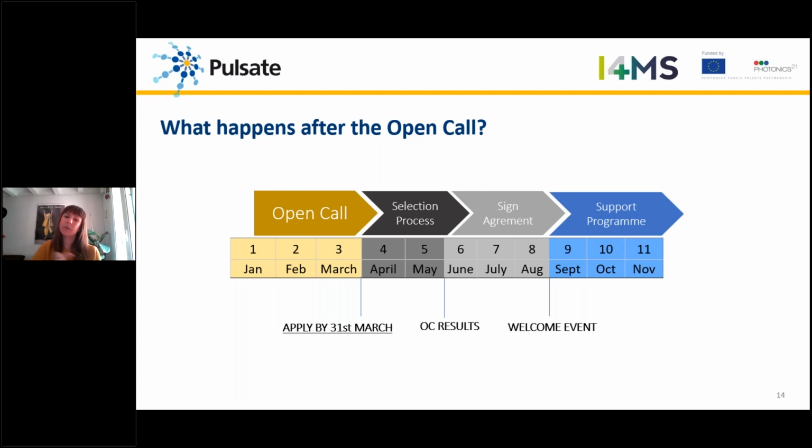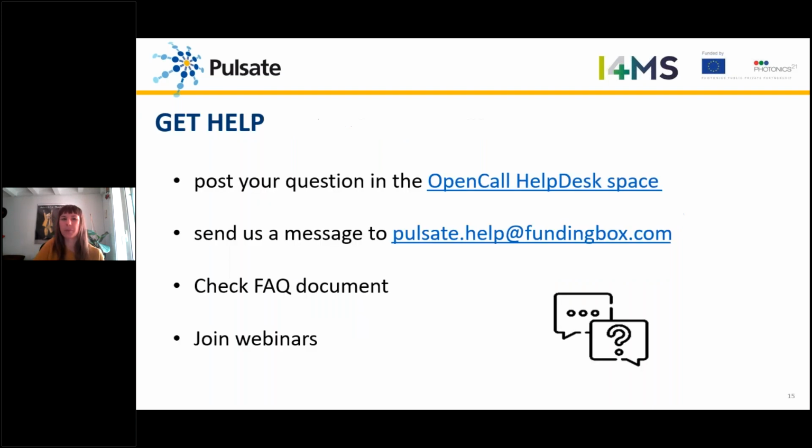And then during the summer period, we will have 3 months of signing the subgrant agreement. So that's when the IMEN, the PULSATE coordinator, will contact you for the signature. And we plan to start the assessment program, the support program, in September, probably with some welcome event, and it should end by the end of November.